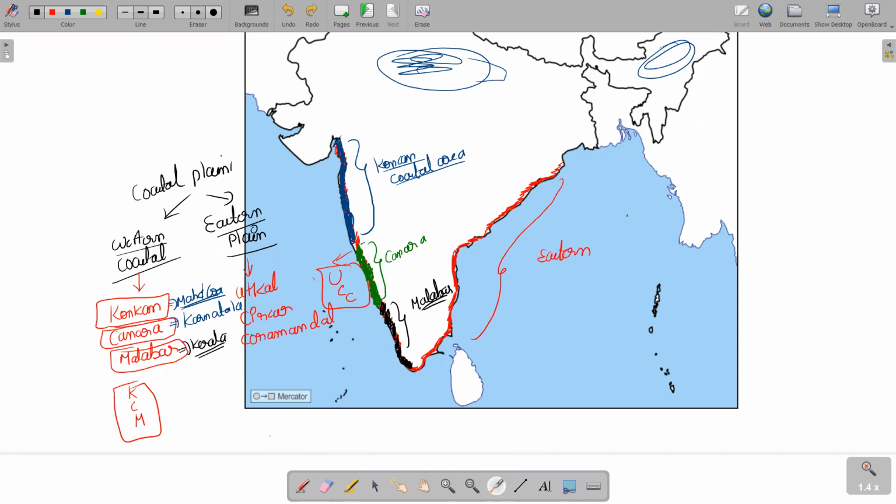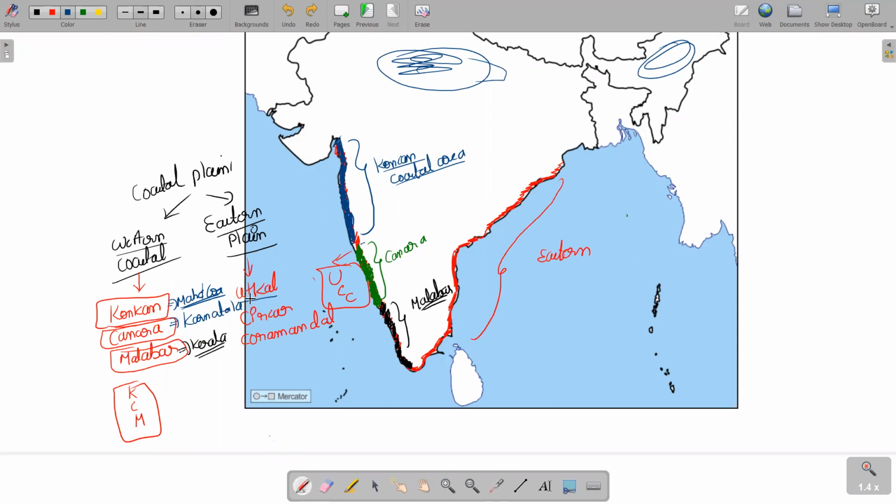If Kannada language is asked, then you have to write down like this, and it should cover only Karnataka. If Konkan is asked, that is Maharashtra plus Goa, both covered, and you have to write down like this. So that is your western coastal plain, and then you're having your eastern coastal plain.